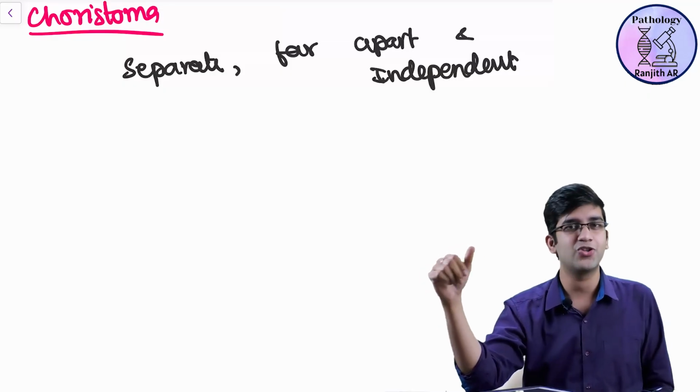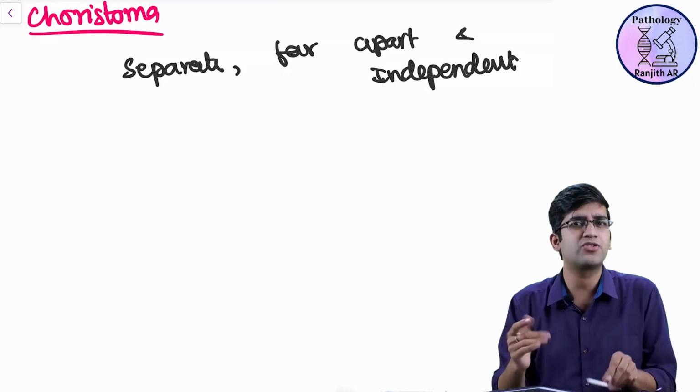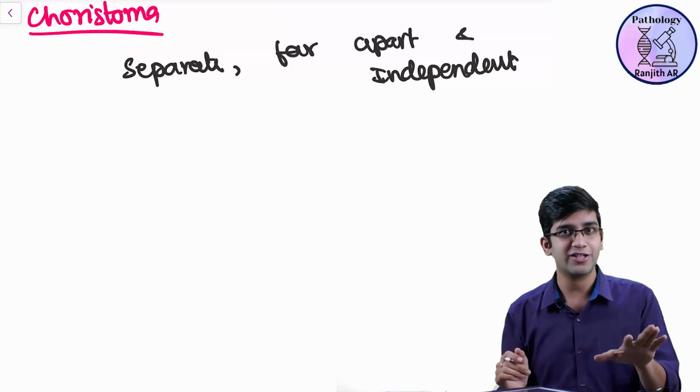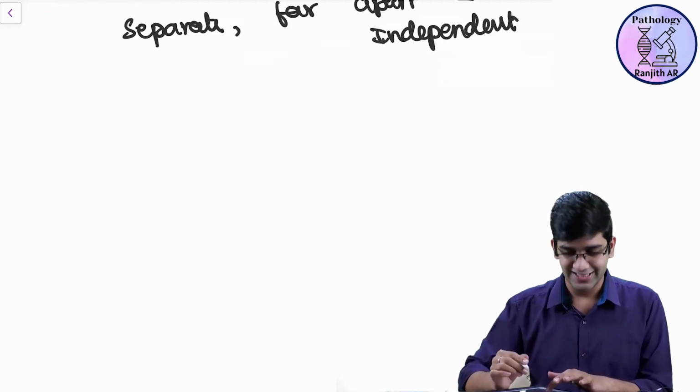That is choristoma. Did it form a tumor in Meckel's? No. So this is a misnomer. It's just a mucosa. That's all. It's a misnomer. It will not form a mass, right? Perfect. Understood? Now let's write.